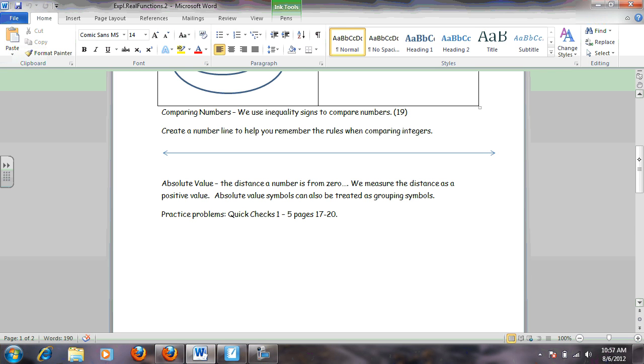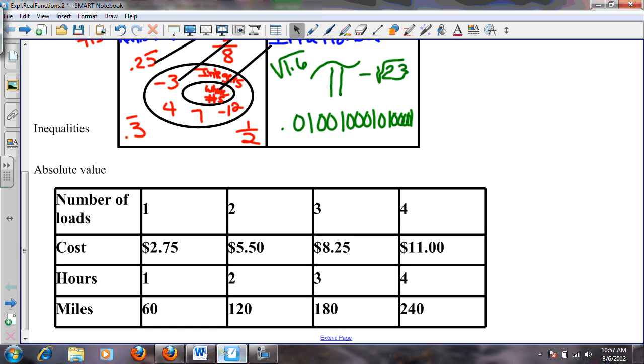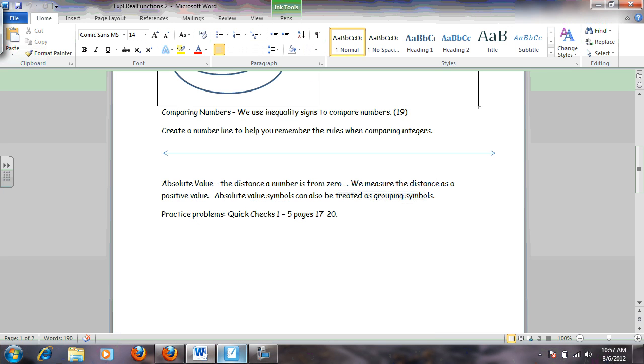Notice that absolute value, remember that's the distance from 0. We look at our notes, inequality signs are less than, greater than, less than or equal to, or greater than or equal to. Those are the most common ones. Absolute value, the absolute value of -7. -7 is how far from 0 on the number line? It is 7 units. So the absolute value of -7 would equal 7. That takes care of the first lesson.